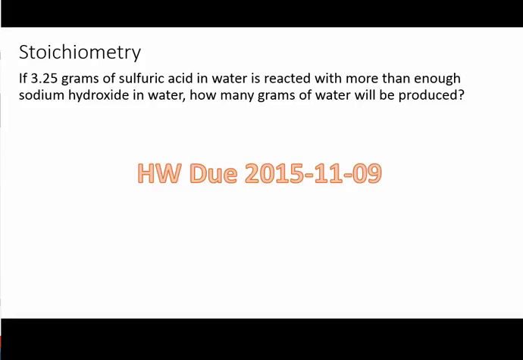So this was the homework problem that was assigned for you guys to do for today. It says we have 3.25 grams of sulfuric acid in water, and that's reacted with more than enough sodium hydroxide in water. How many grams of water will be produced? The water that's being produced is not the same water that the sodium hydroxide or the sulfuric acid are dissolved in.